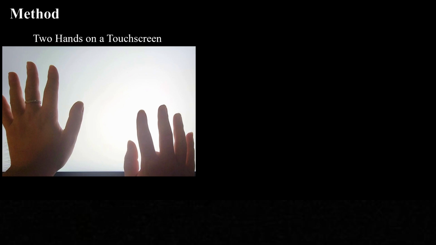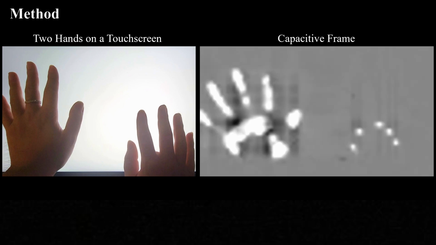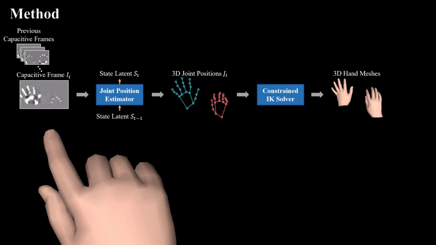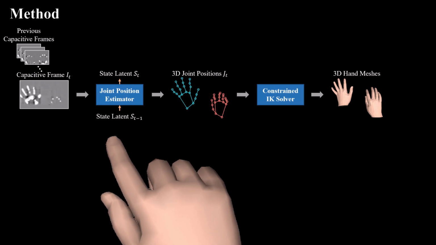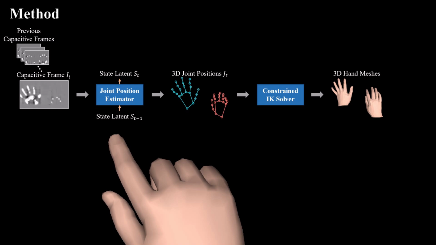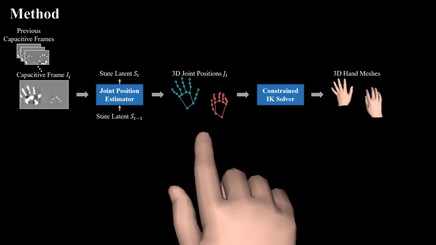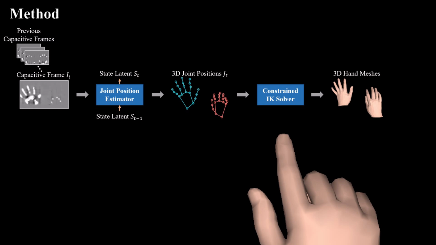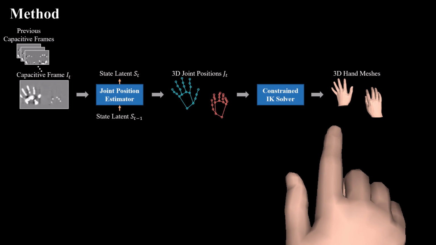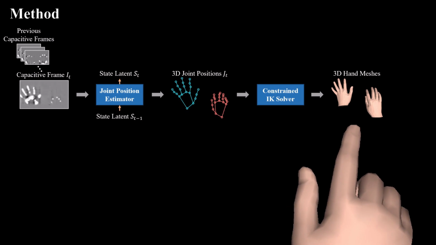Now, we introduce our method. When hands come into contact with the touchscreen surface, a real-time capacitive image is generated, highlighting the areas being touched. Our method takes the latest capacitive image from the image sequence as input. The joint position estimator employs a deep learning-based method, incorporating temporal information to predict hand poses and outputs the current 3D joint positions of both hands. Following this, the constrained inverse kinematic solver reconstructs 3D hand poses based on the 3D hand joint positions and outputs the 3D hand mesh of the current pose.